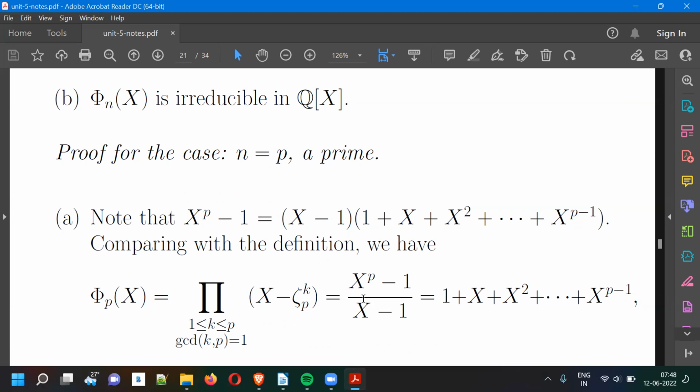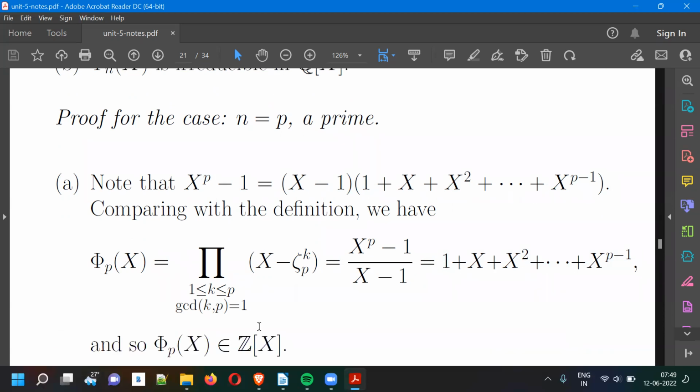Therefore, phi p in this case is equal to x raised to p minus 1 divided by x minus 1, because when you cross multiply by x minus 1, you get x raised to p minus 1, since x minus 1 was the only factor that was missing. But from here we know that x raised to p minus 1 divided by x minus 1 is exactly 1 plus x plus x squared up to x raised to p minus 1. Therefore, each of these coefficients is 1 in fact. So this is a polynomial over the integers. A simple proof just by looking at the factorization.